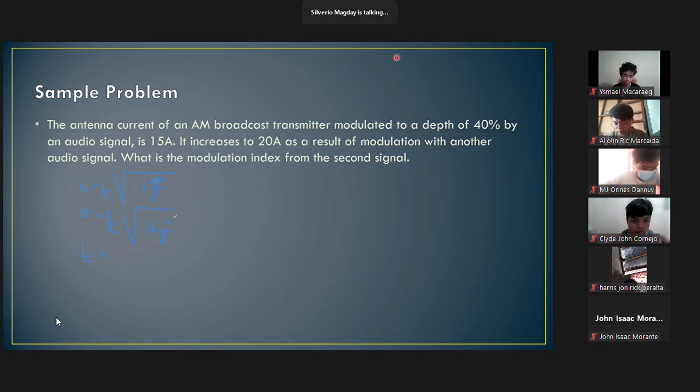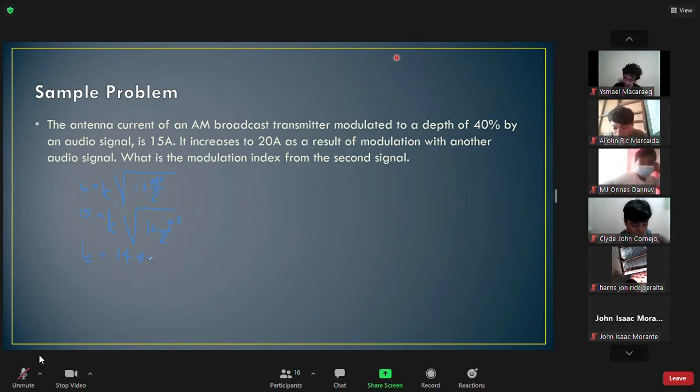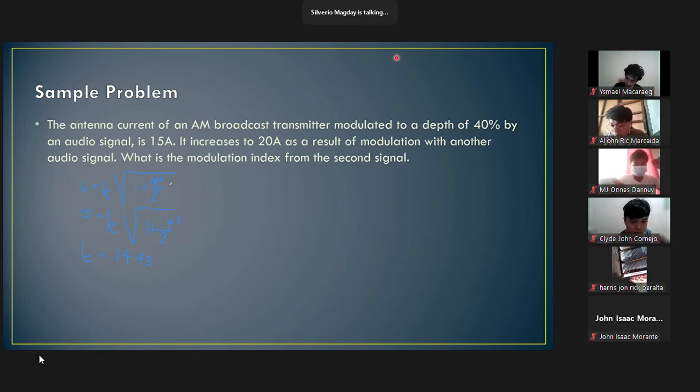0.4 squared. So ito is 14.43. Since given na tayo niyan, kunin na natin ngayon another ganito pero it increases to 20 amperes. Ibig sabihin dumaan po siya ng another stage and nagkaroon ng another modulation index. So as total we have 20. Na-calculate na natin yung IC which is 14.43.